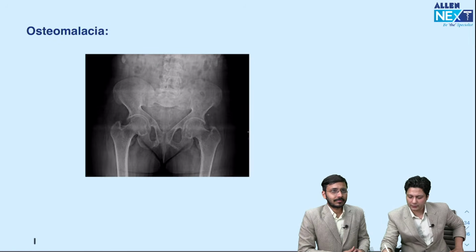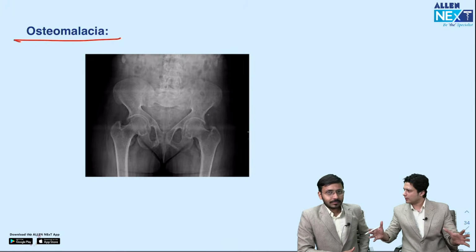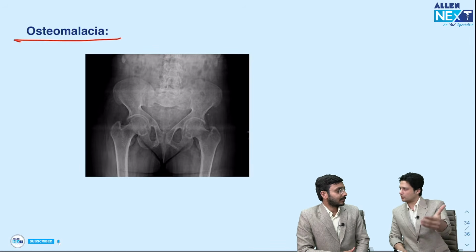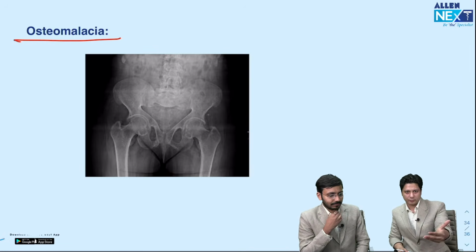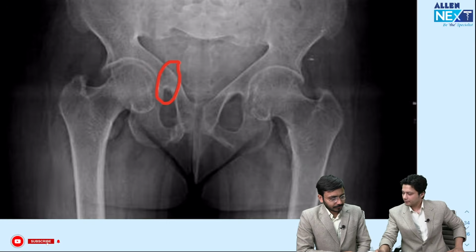One such condition is osteomalacia. All of you know what osteomalacia is. It is a defect in the maturation of the bone, a defect in the mineralization of the bone. And because of this, there are going to be pseudo fractures evident.